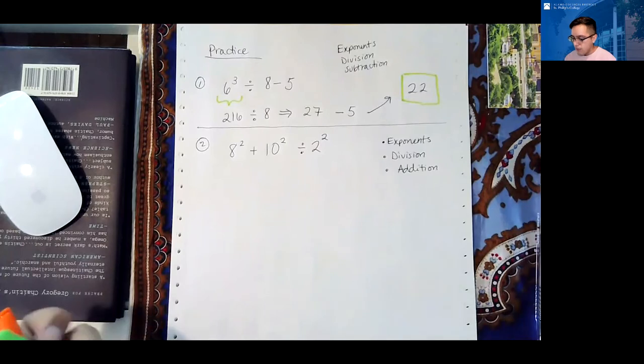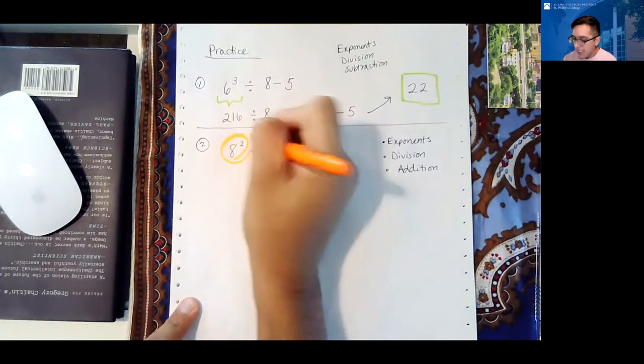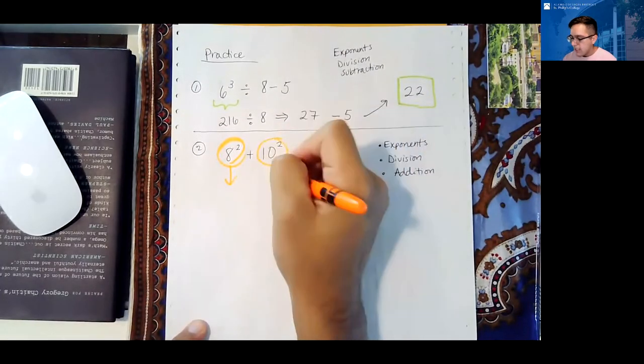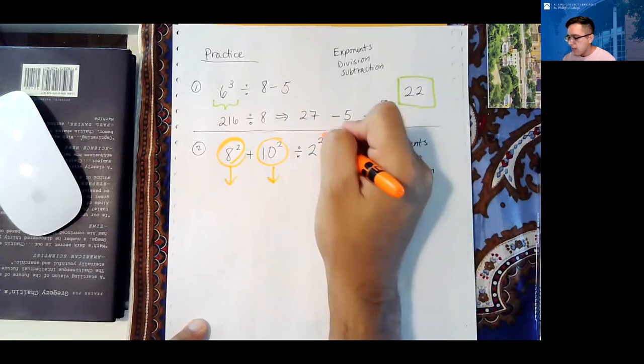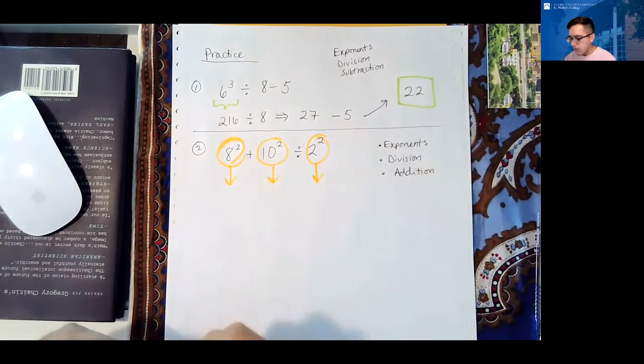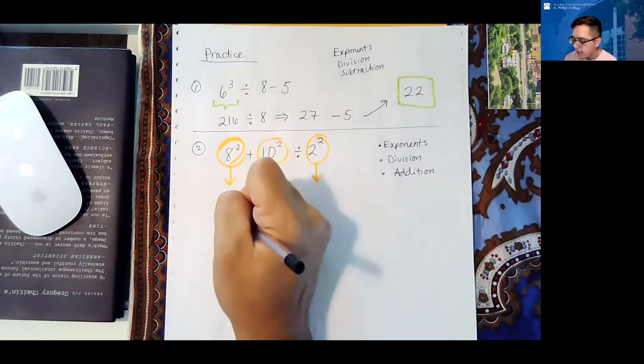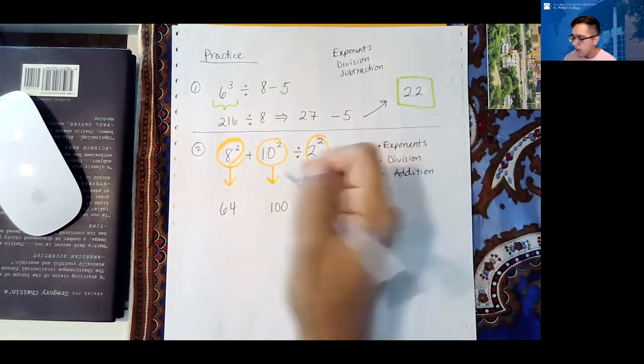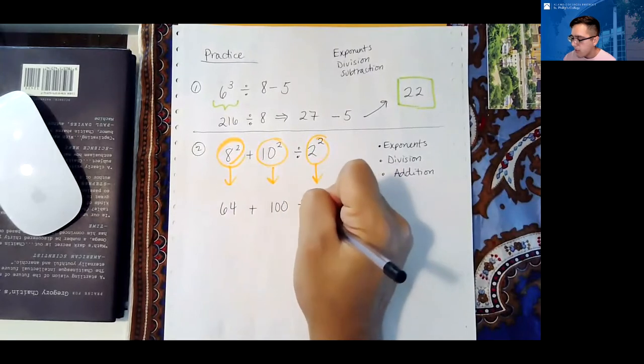Okay, so right off the bat, we can take a look at 8 to the second power. That is 8 times 8. We can look at 10 to the second power, which is 10 times 10, and 2 to the second power, which is 2 times 2. So we should get 64, we should get 100, and we should get 4 here. I'm just going to bring down the remaining operations.